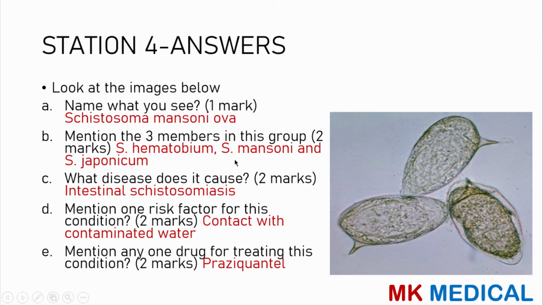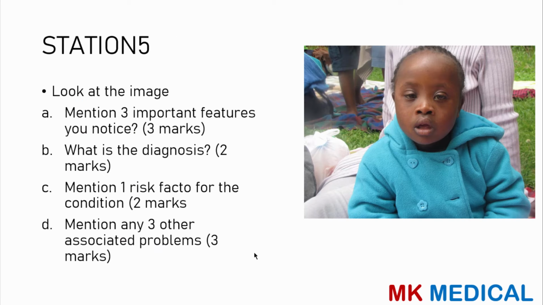So remember that schistosoma hematobium is responsible for causing urinary schistosomiasis or bilharzia. Schistosoma mansoni is responsible for causing intestinal schistosomiasis. And so this is going to be intestinal schistosomiasis. Then mention one risk factor for the condition: contact with contaminated water. It could be ingestion of this water or even just swimming in water with this parasite present inside. Then mention any one drug for treating this condition. You could use praziquantel.